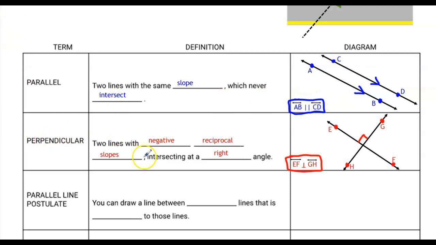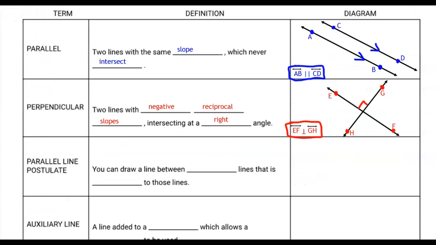Now let's talk about perpendicular. Now you should remember from algebra that perpendicular lines are lines with negative reciprocal slopes. We'll talk more about that in a later lesson. Negative reciprocal just means we flip the slope upside down and take the opposite sign. And they intersect at a right angle. You can see that right angle marker here. In this case, line EF and line GH intersect at this point. We represent that in notation by saying line EF is perpendicular to, it looks like an upside down T, GH. Parallel is two vertical lines, perpendicular is an upside down T looking thing.